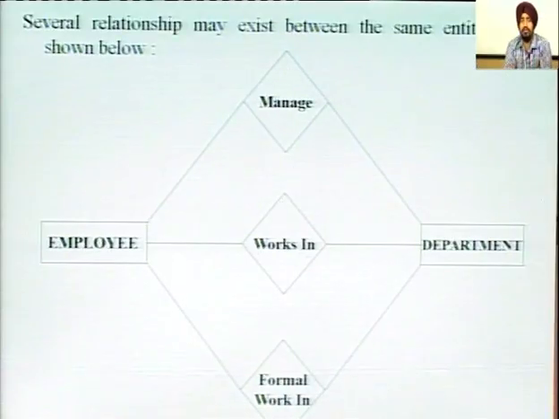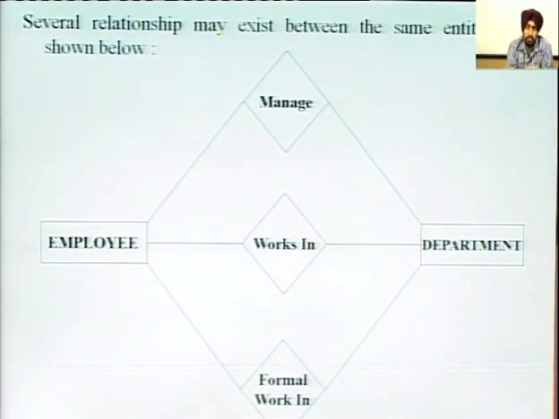Several relationships may exist between the same entities, as shown below. For example, an employee manages a department. This is a single relationship. Then an employee works in a department; this is the second relationship. Then an employee formally works in a department; this is the third relationship.